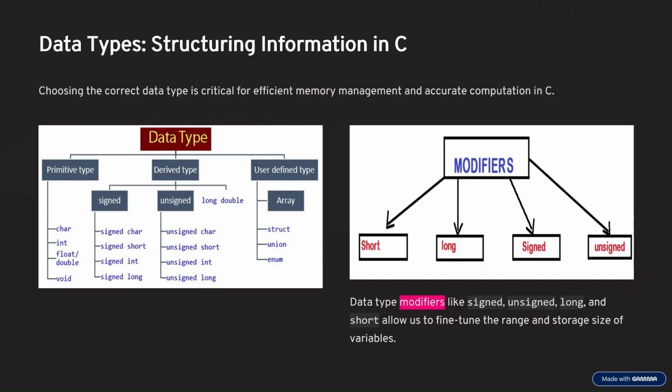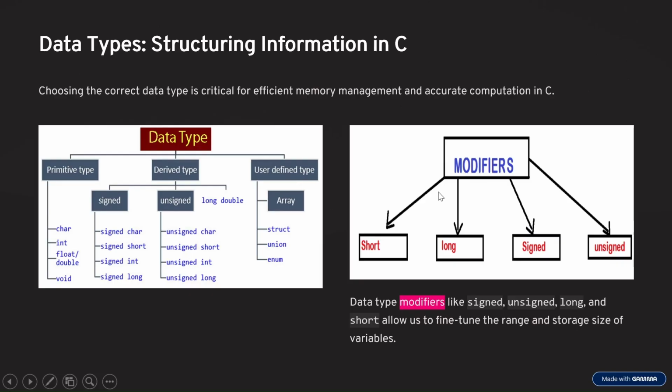And now let us understand the data types of C. Mainly there are three data types in C. The first one is the primitive data type, the second one is the derived data type, and the third one is the user defined type. Primitive data types are defined by the computer itself, like char, int, float, double, and void. Derived data types are signed and unsigned, long double. And the last one is the user defined type.